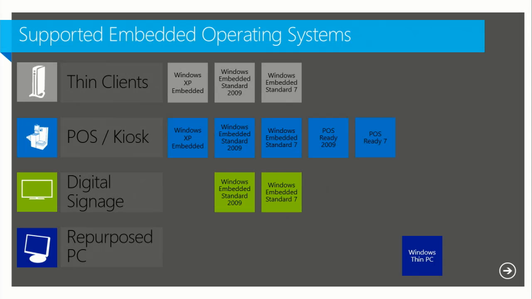So this slide is showing you all the various operating systems that can potentially go on to each of these device categories. So thin clients can be built using XP Embedded, Windows Embedded Standard 09, or WES 7. And we support our SCCM SP1, 2012 SP1, supports management of thin clients on these 3 platforms. And similarly for POS, we support the 5 different flavors of embedded operating systems. And for digital signage too, and Thin PC, only the latest version, which is the Thin PC based on Windows 7.